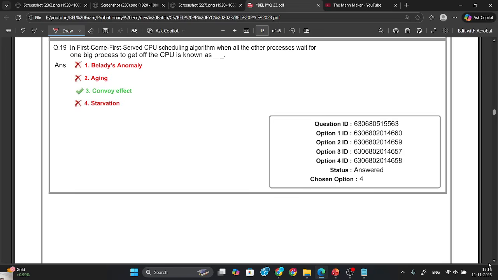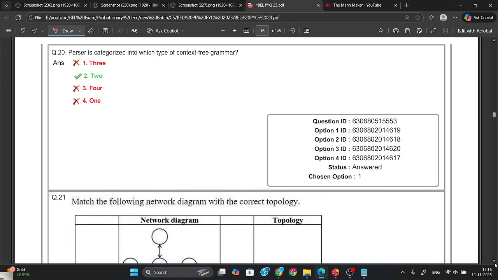In the first come first serve CPU scheduling algorithm, when all the other processes wait for one big process to get off the CPU, it is known as the convoy effect. Option C is the right answer. It's like a definition only. If you remember the definition, you can easily give the answer.